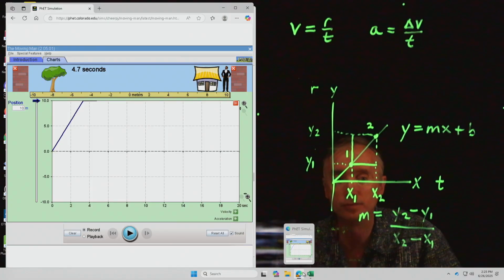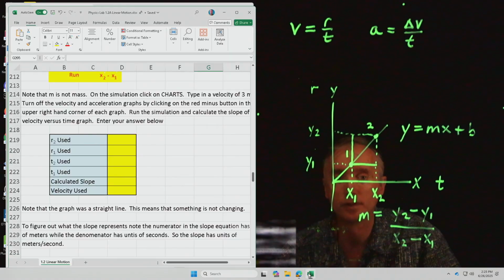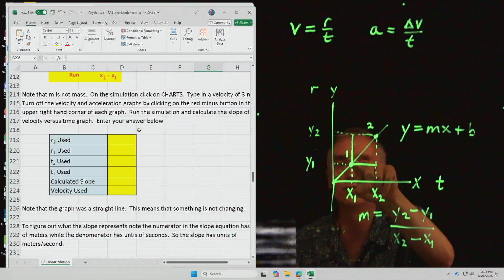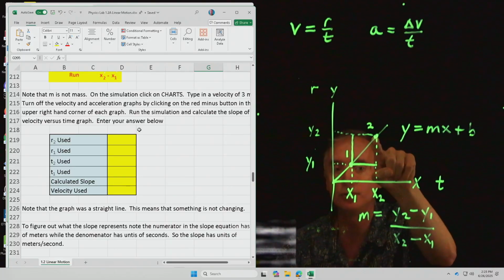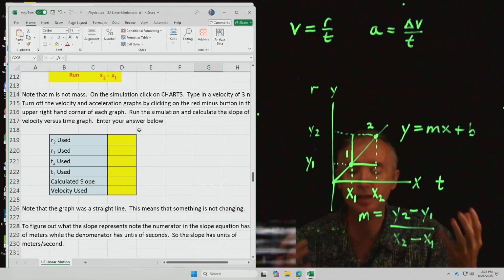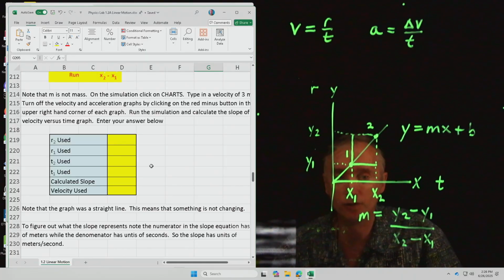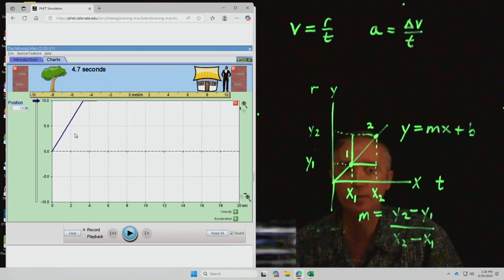So we're going to go back to the lab, and it says to calculate the slope of the velocity versus time graph and enter your answers below. Now you remember, you get to pick your values. So your point 1 and your point 2, you get to choose any 2 points that you want to use. Well, what do you think would be a good point to use? So if we go back to here, and there's our graph, what would be a good point to use?